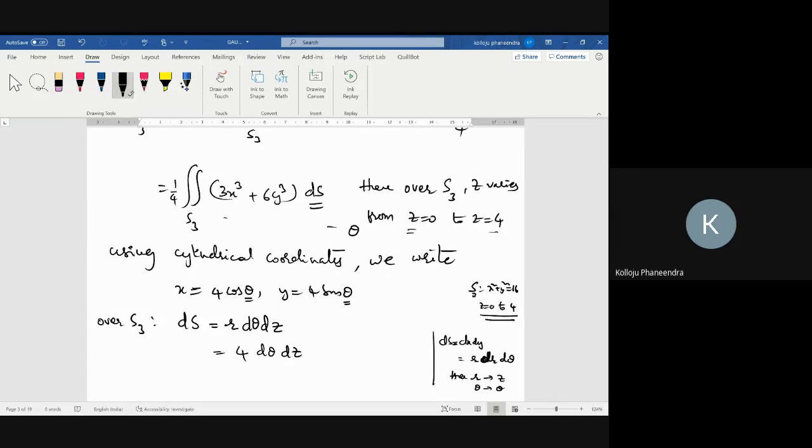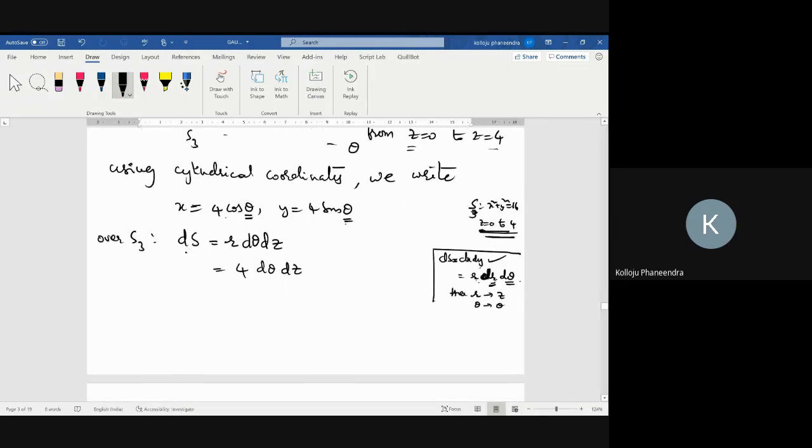It's z. So I'm taking parametric equations for this circle: x equal to 4 cos theta, y equal to 4 sin theta. So one of the variables is theta here, and the other variable is z, because it is varying over S3. Therefore, what is ds? In general, ds is dx dy. In polar coordinates, dx dy is r dr d theta, where r means radius. What is the radius here? z, varying from 0 to 4. So dz will be there.